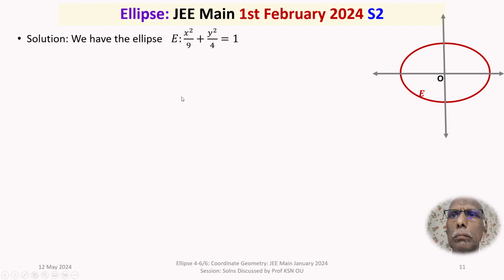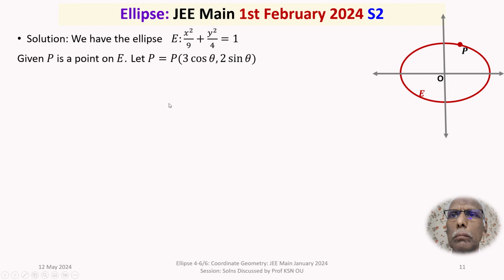Given P is a point on E, and the coordinates of P in the parametric representation can be written as a cos theta, comma b sin theta, where a is 3, b is 2. Therefore, the coordinates of P in the parametric representation will be 3 cos theta, comma 2 sin theta. What is P? P is a point on the ellipse.